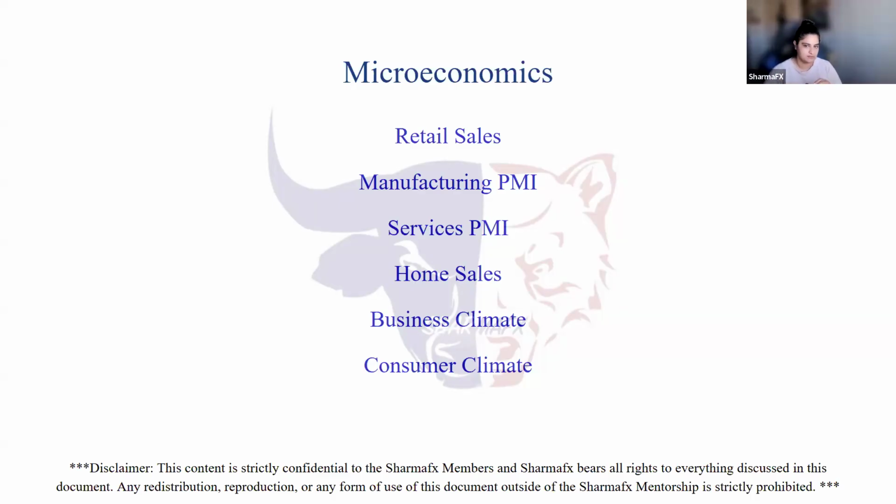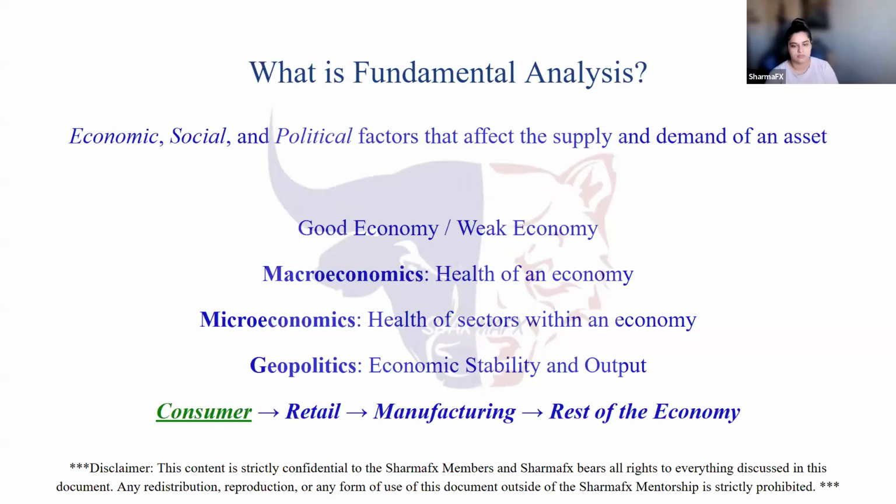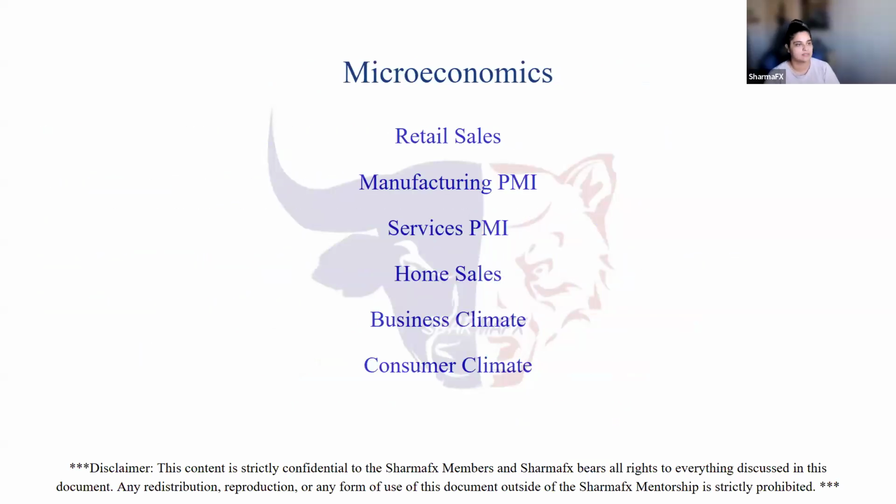And what we're doing here is understanding how different sectors within that economy are being affected right now, and how that plays into each other. Looking back at the flow, we went from consumer to retail to manufacturing to the rest of the economy, right? It's a repeating cycle like that. So when we're looking at the retail side, we're looking at the retail sector within the economy. When you're looking at manufacturing data, you're looking at the manufacturing side of the economy. Home sales, you're looking at real estate, right? Business climate, you're looking at the consumers. So microeconomics is going to tell you the health of different sectors within that economy.